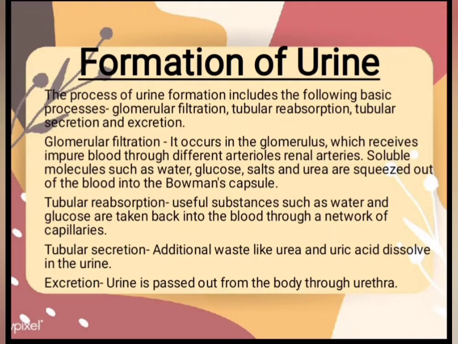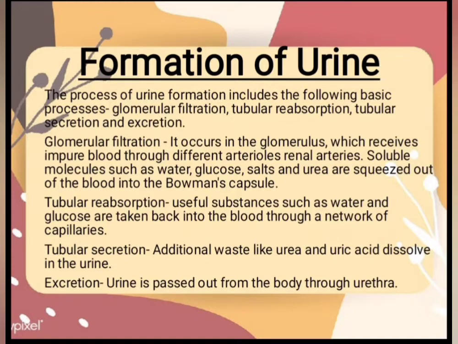The next one is tubular reabsorption. So, the filtrate of the glomerulus passes through the thin wall of Bowman's capsule and moves forward in the renal tubule, where the reabsorption of useful substances such as glucose, amino acids, water, and some inorganic salts takes place by the renal blood capillaries. The next process is tubular secretion.